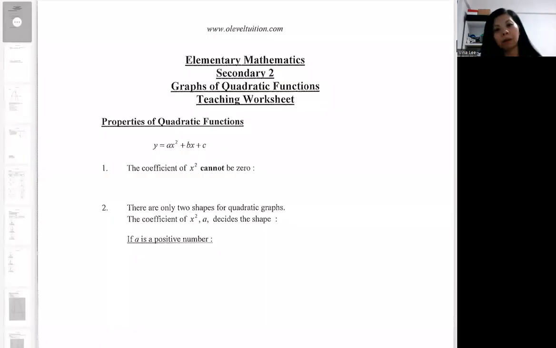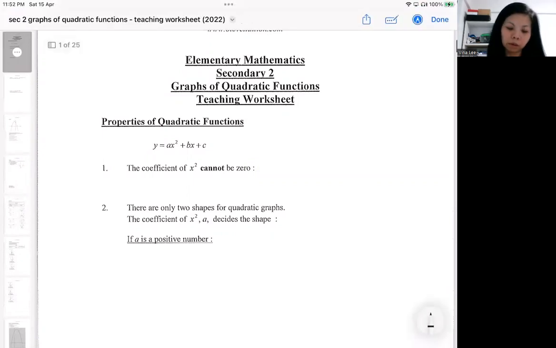Okay, so for this part of Sec 2 algebra, we are focusing on the graph of quadratic function. I'm going to start off first with the properties of quadratic function. The properties are standard things that don't change. As long as it's a quadratic function, the property will follow. So when you go Sec 3, you will still be handling quadratic function, so it will be the same property all over again.